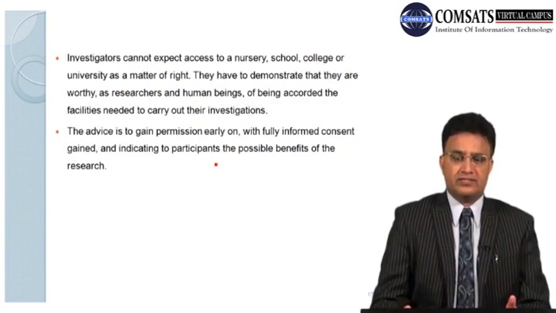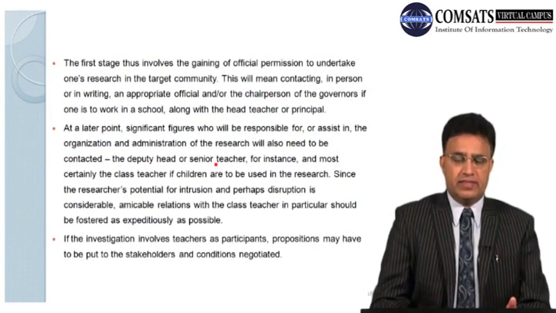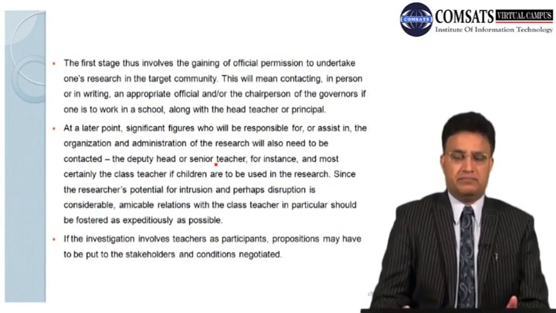Investigators cannot expect access to a nursery, school, college, or university as a matter of right. They have to demonstrate that they are worthy, as researchers and human beings, of being accorded the facilities needed to carry out their investigations. The advice is to gain permission early on, with fully informed consent gained, and indicating to participants the possible benefits of the research. The first stage thus involves the gaining of official permission to undertake one's research in the target community. This will mean contacting, in person or in writing, an appropriate official and the chairperson of the governors if one is to work in a school, along with the head teacher or principal.